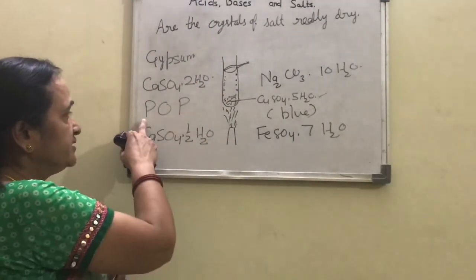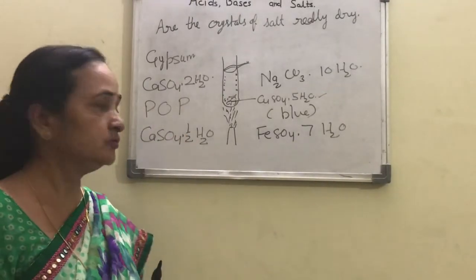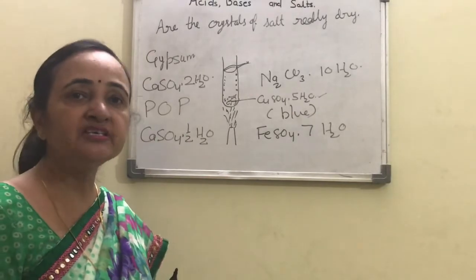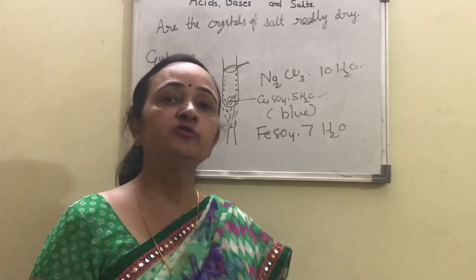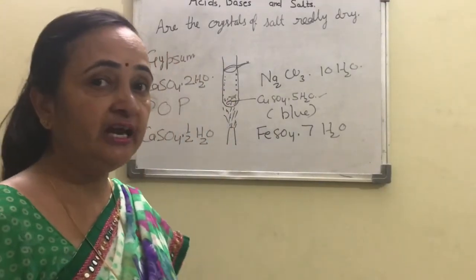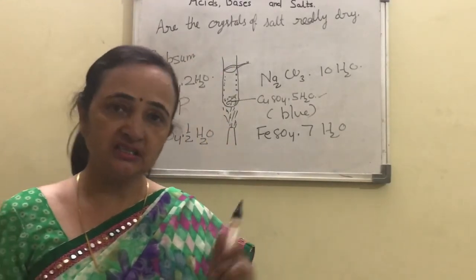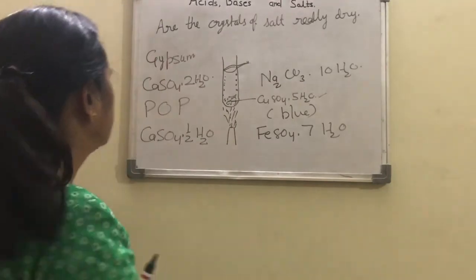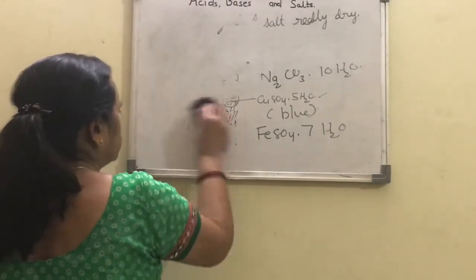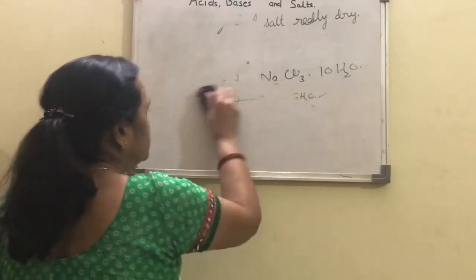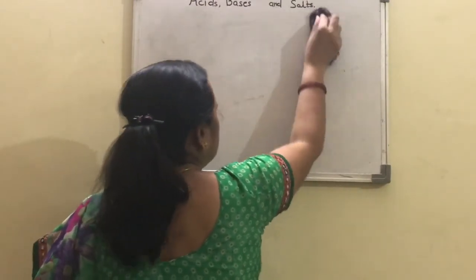As I told you that this is POP and it contains half molecules of water. So now let's see how this plaster of Paris is prepared, because it is very useful for us. Whenever any fracture is there in the bones, then doctors are using this chemical. So now let's check the preparation of plaster of Paris. Okay, so plaster of Paris is prepared by heating gypsum. Its preparation is very simple.